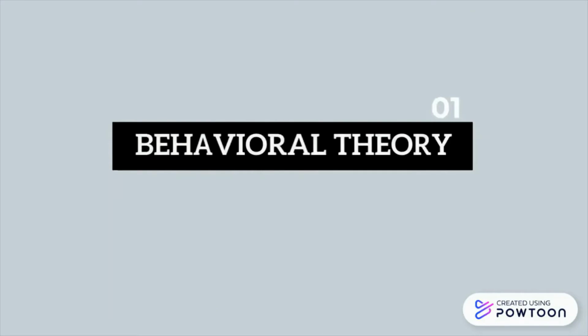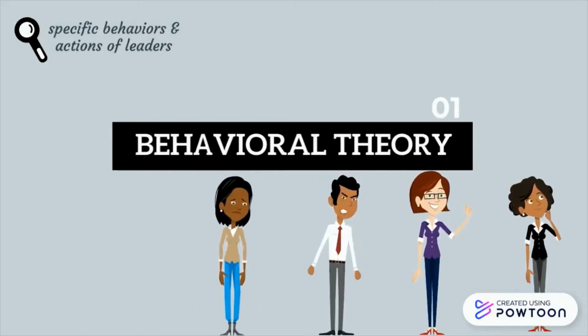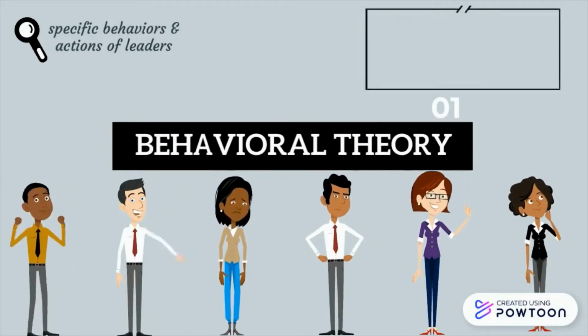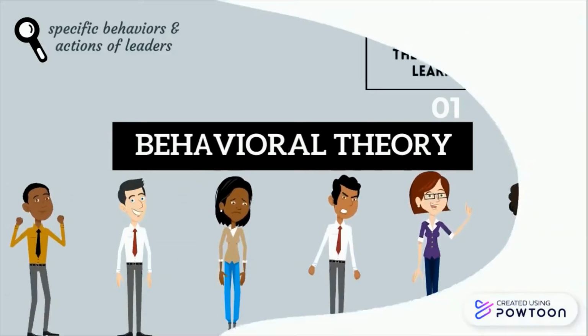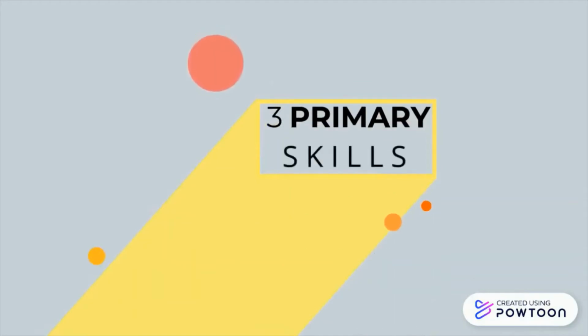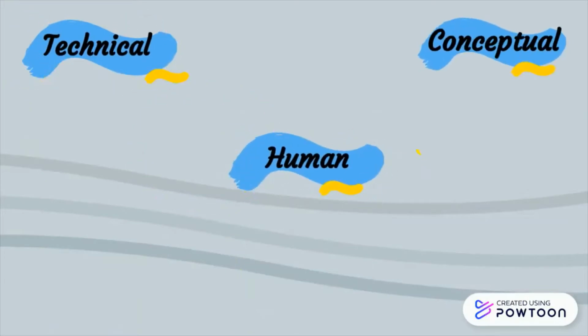So the first theory we're going to look at today is behavioral theory. It focuses on the specific behaviors and actions of leaders rather than their traits or characteristics. The theory suggests that effective leadership is the result of many learned skills. According to behavioral theory, individuals need three primary skills to lead their followers. They're known as technical, human, and conceptual.